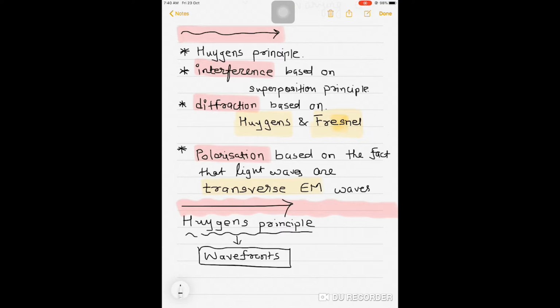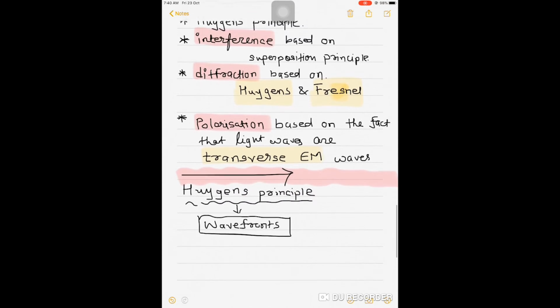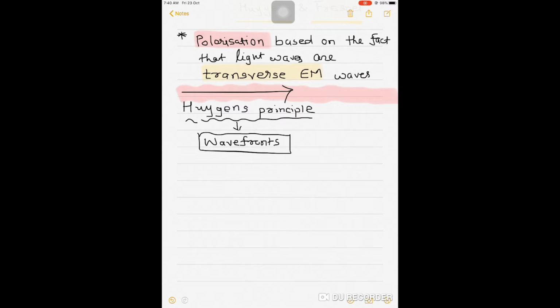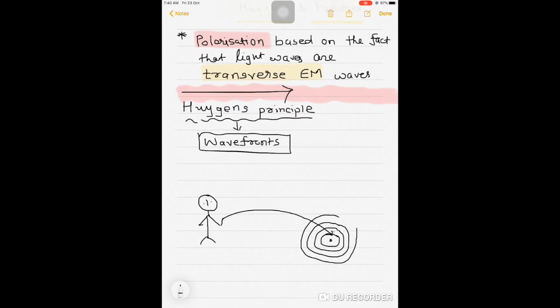Suppose we throw a stone on the surface of still water. What is our normal example? We can see, suppose a person is throwing a stone into still water of a pond. Now if there is a still water of a pond, then what we will see is that it will form this type of fringes in the water.